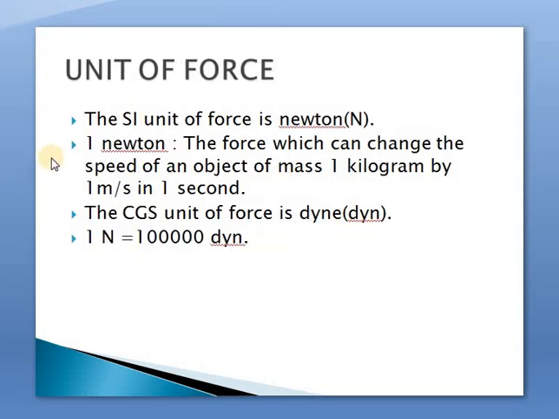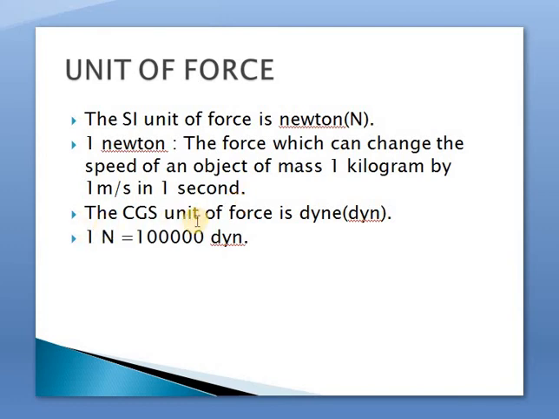After this basic concept of force, we proceed towards the unit of force. How is force measured, in what unit is force measured? The SI unit of force is Newton. Its symbol is capital N. 1 Newton can be defined as the force which can change the speed of an object of mass 1 kilogram by 1 meter per second in 1 second. This was the definition of 1 Newton, that is the SI unit of force.